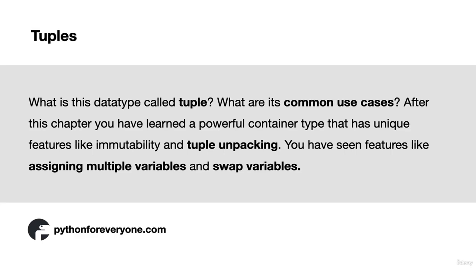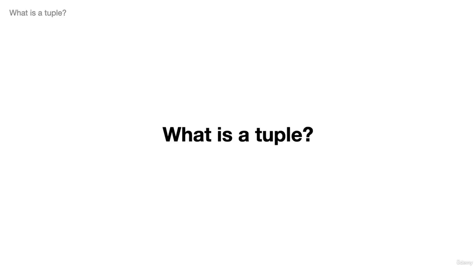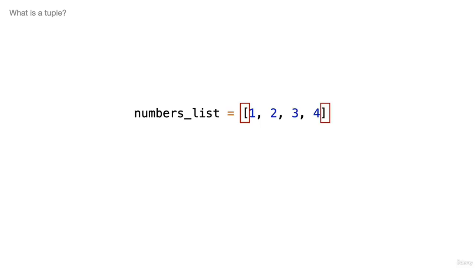What is this data type called tuple? What are its common use cases? After this chapter, you have learned a powerful container type that has unique features like immutability and tuple unpacking. You have seen features like assigning multiple variables and swap variables. Let's start with the question: what is a tuple?